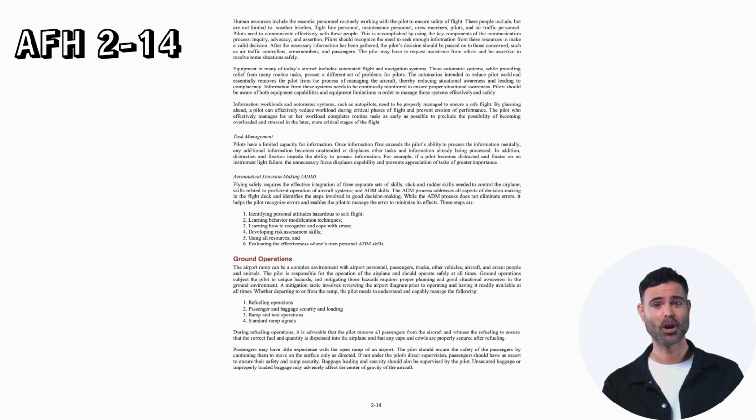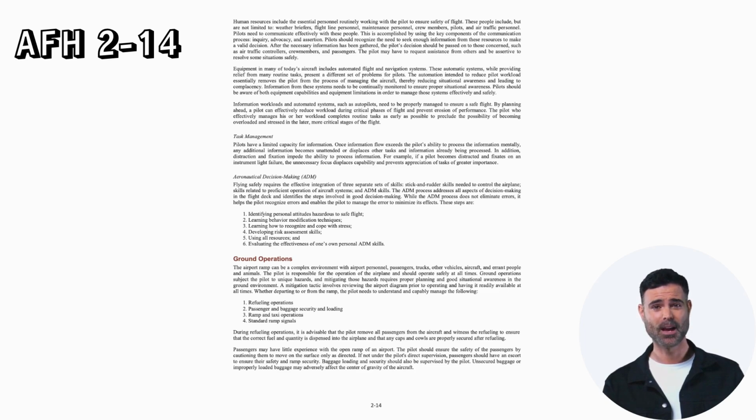Information workloads and automated systems, such as autopilots, need to be properly managed to ensure a safe flight. By planning ahead, a pilot can effectively reduce workload during critical phases of flight and prevent erosion of performance. The pilot who effectively manages his or her workload completes routine tasks as early as possible to preclude the possibility of becoming overloaded and stressed in the later, more critical stages of the flight.